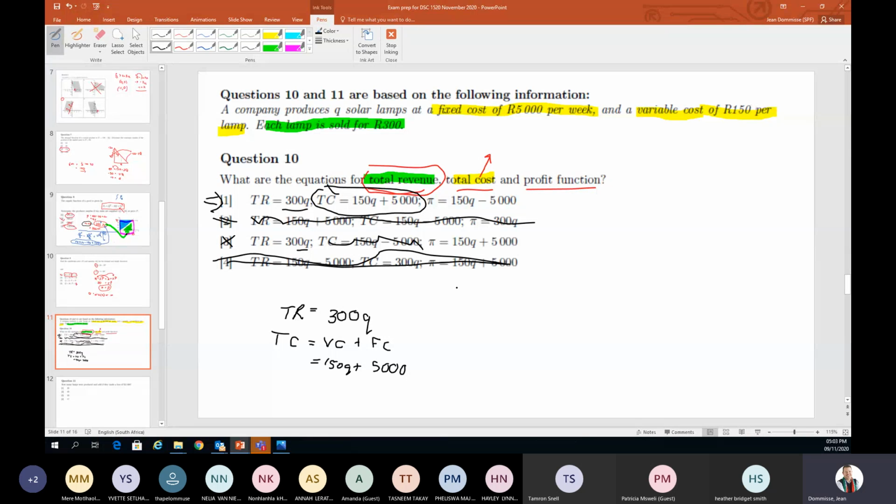So the total revenue, the total cost, the profit we will get now. So let's just work out the profit formula. So profit is total revenue minus total cost. So that is your profit. So total revenue was 300Q minus your total cost, which was 150Q plus 5,000.